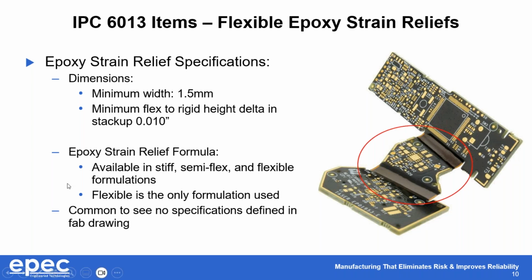For epoxy strain relief formulas, we have stiff, semi-flex, and flexible formulations. However, we only use flexible formulations when we're doing manufacturing. Commonly, those aren't called out, but we will occasionally see that they call out one of those specific ones. And off to the side, it's kind of difficult to see here, but along this transition you can see that black bead of epoxy strain relief.